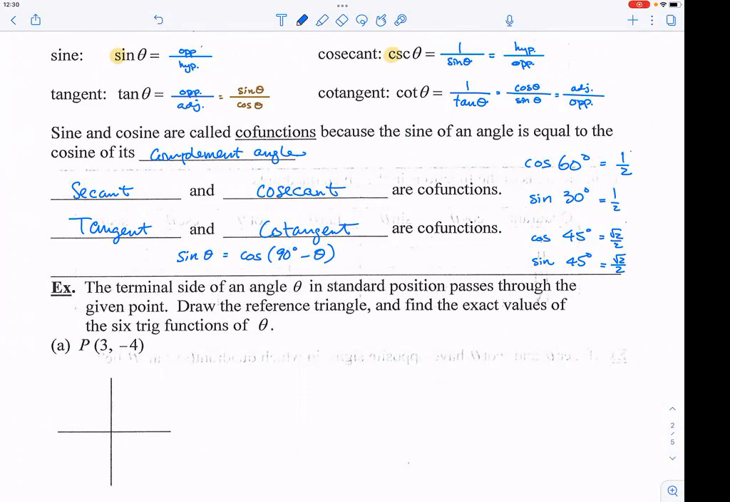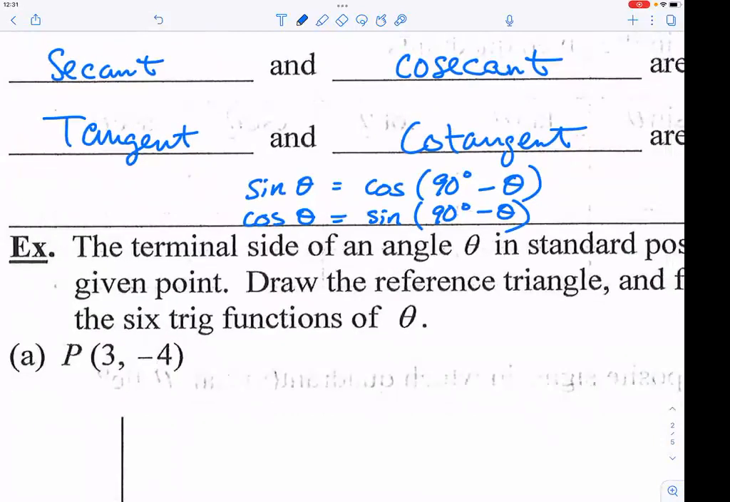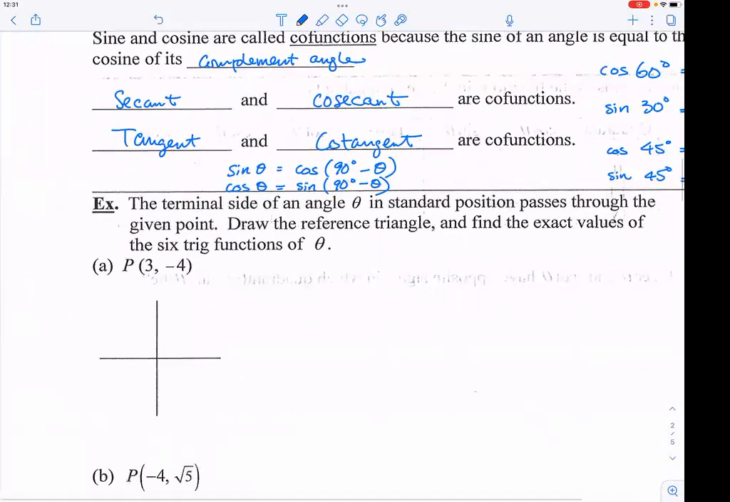Sine 30 is equal to cosine of 60. Sine 45 is equal to cosine of 45. Okay? So cosine theta is equal to sine of 90 minus theta. So we can also say this.